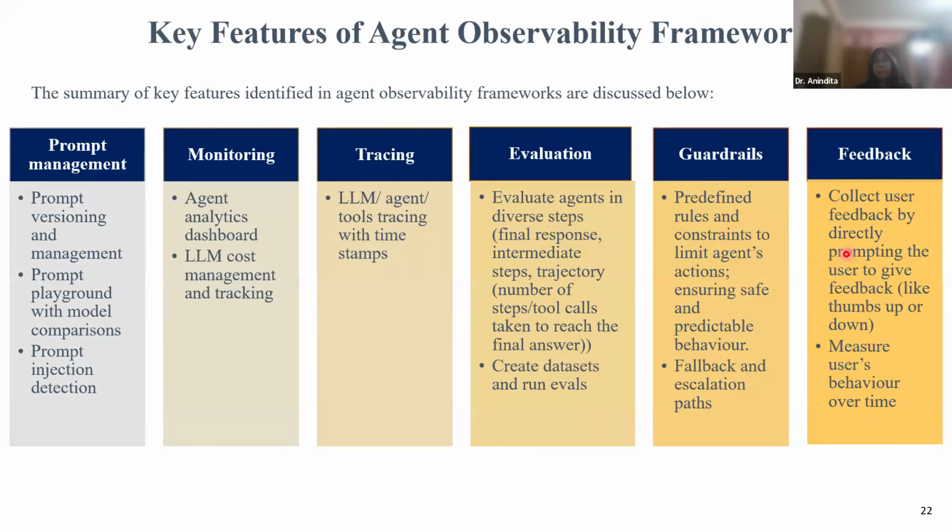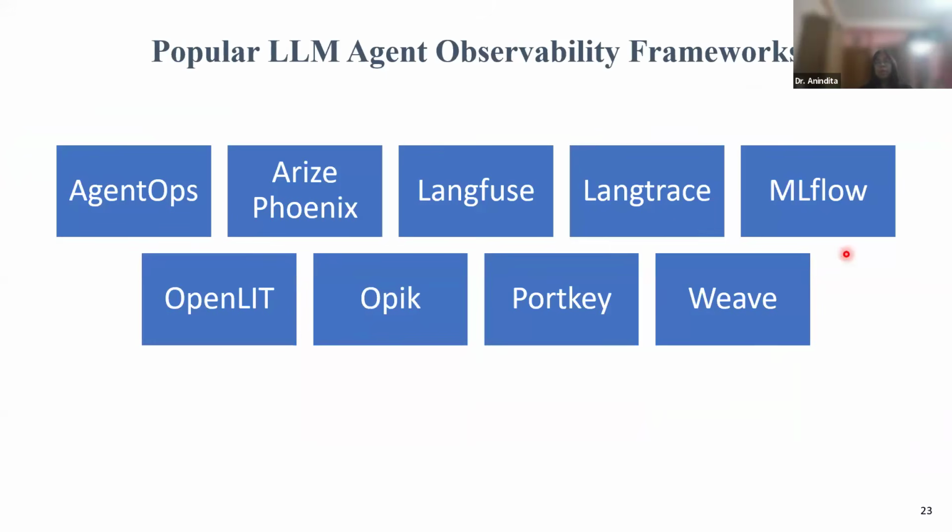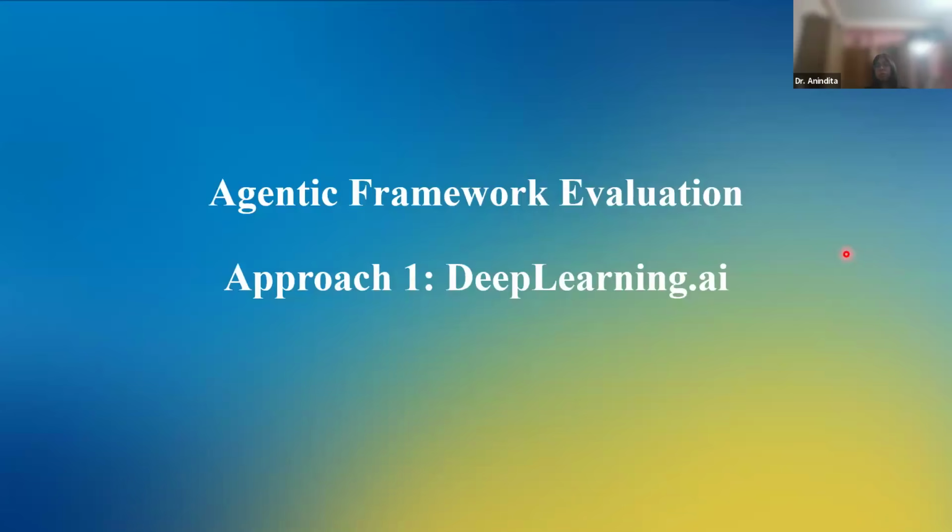So these are the key features of an agentic observability framework, because we are talking about different observability frameworks: prompt management, monitoring, tracing, evaluation, guardrails, and feedback. Popular LLM agent observability frameworks are AgentOps, Arize Phoenix, Langfuse, LangTrace, MLflow, and PortKey. These are the different observability frameworks.